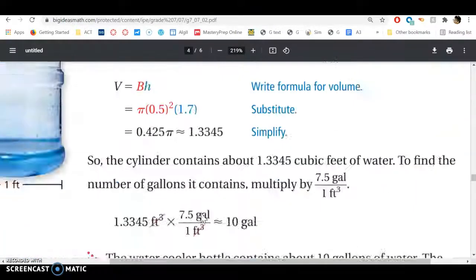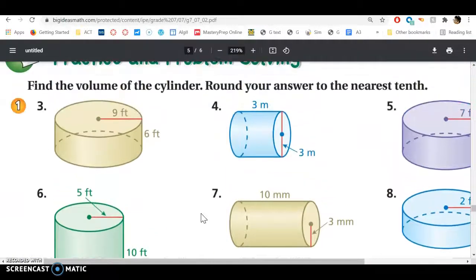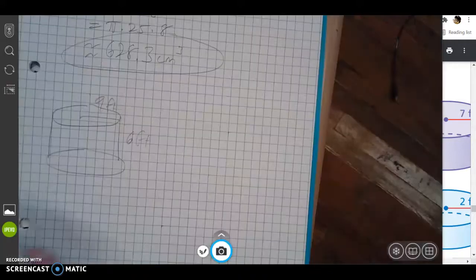So let's see how much we've learned in those two. Oh, look at all these. Ooh, cool. All right, so I want you to do number 3 and number 4 right now. Ready, set, go. All right, let's take a look. 9 feet, 6 feet. Okay, number 3. Let's see if you got it.